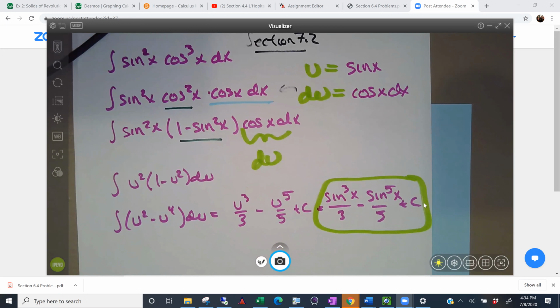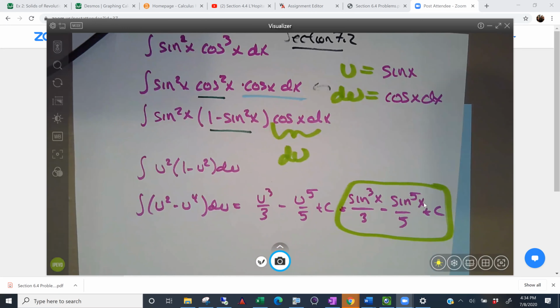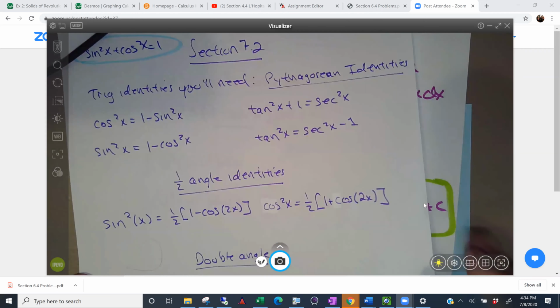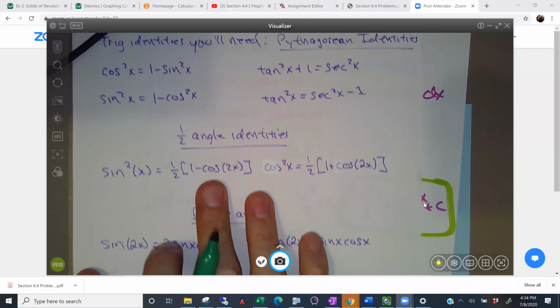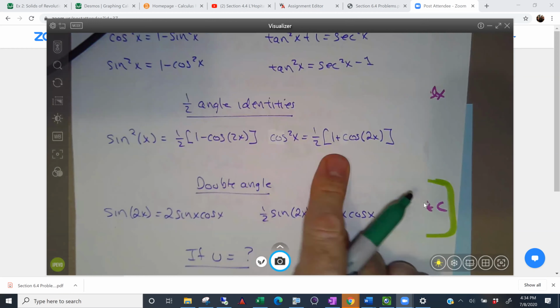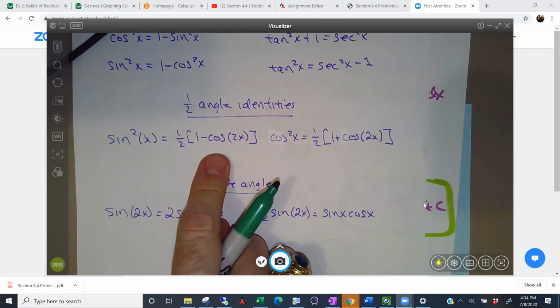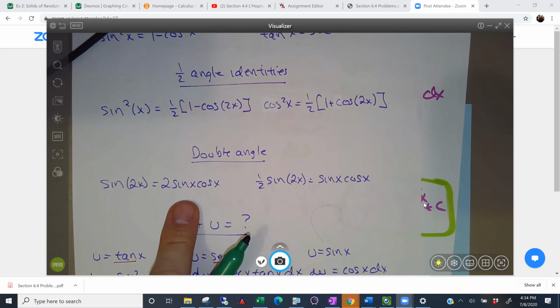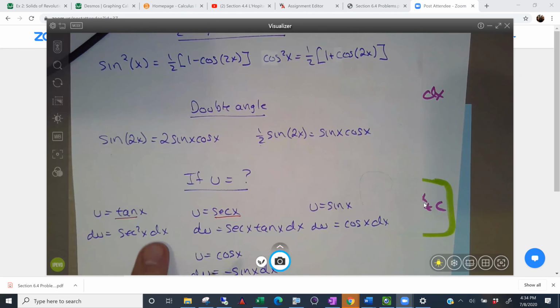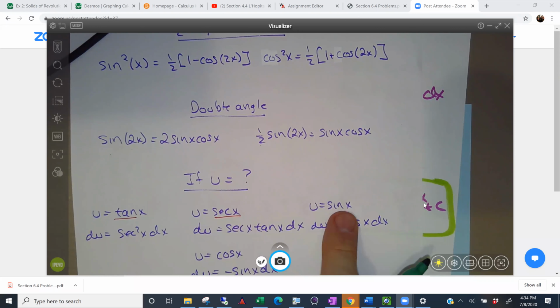So basically we have to recognize the trig identities. Yeah, pretty much. Now, I did email you this sheet. These are all the things that you're going to need to have handy when you're doing these types of problems. You've got some basic trig identities, a couple half angle identities. In fact, we'll use the half angle identity next. And then your double angle formula. And then this is just thinking about your u terms and your du terms. If this was u, your du should have a secant squared.